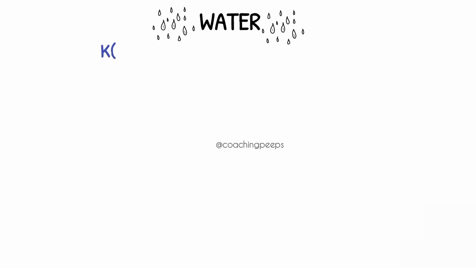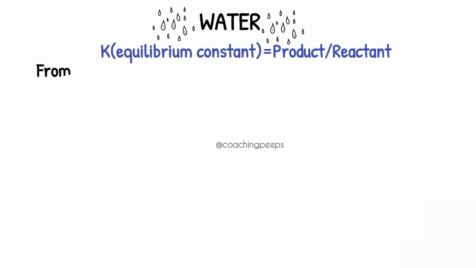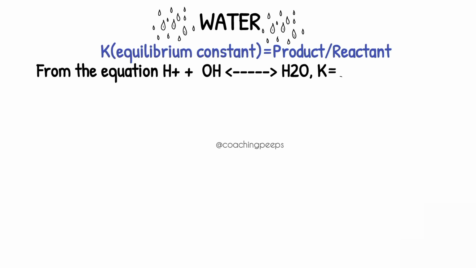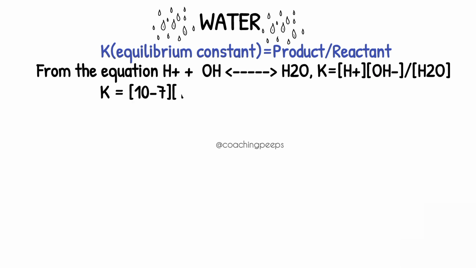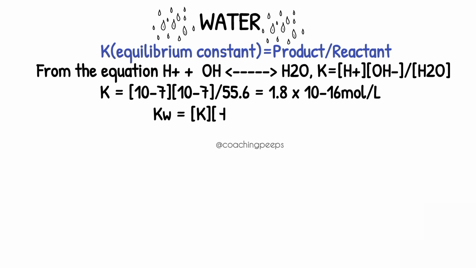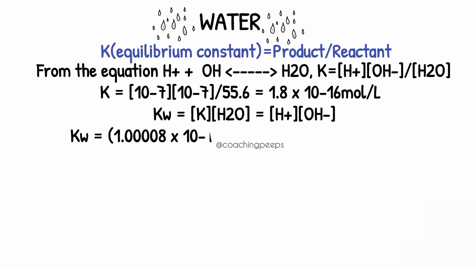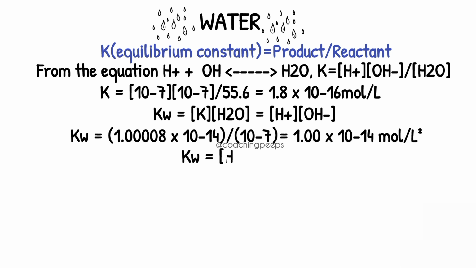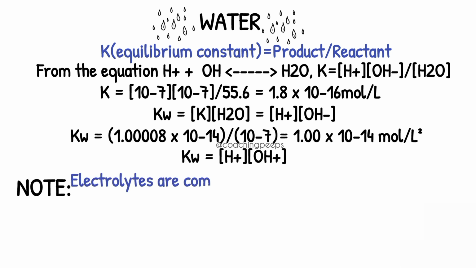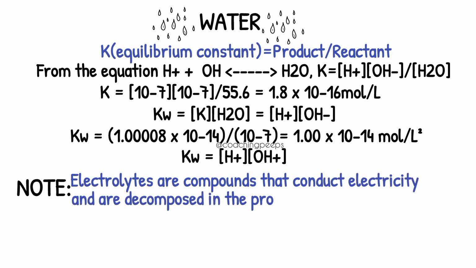So let's move over to find the equilibrium constant, that is product over reactant. From the equation, we have hydrogen ion plus hydroxide give you water. Then K equals product over reactant, that's what you see here. So you're actually going to go with 1 times 10 raised to the power of minus 7 divided by 55.6. Kw equals equilibrium constant times concentration of water, which is equal to the concentration of hydrogen ion times concentration of hydroxide ion. That will give you 1 times 10 raised to the power of minus 14 mole per liter squared. Kw is equal to concentration of hydrogen ion times concentration of hydroxide ion. Please, that is OH minus, not OH plus.